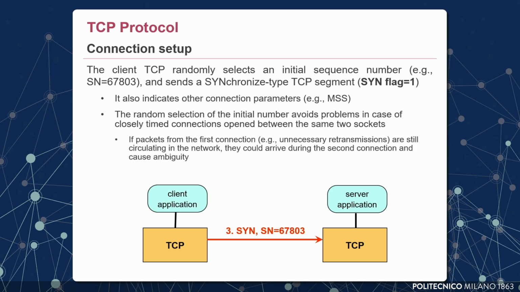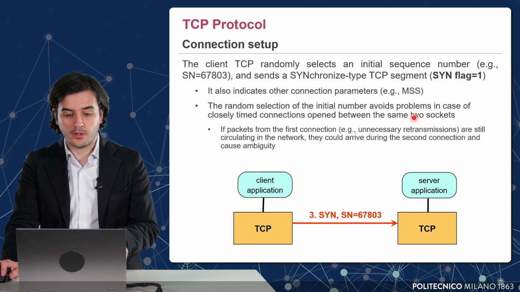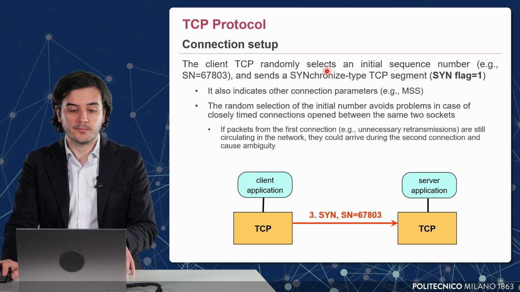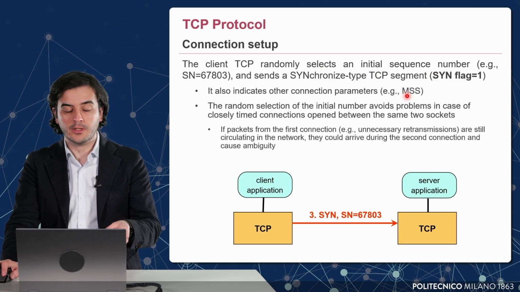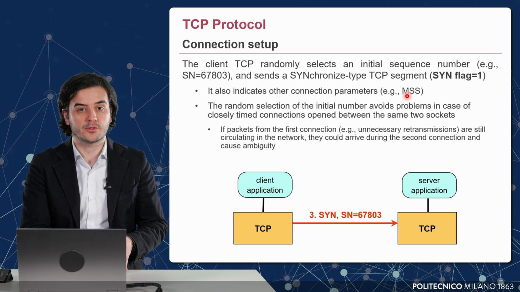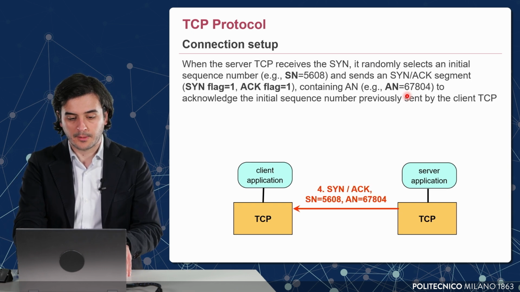In fact, having a random initial sequence number is very useful because it's possible to have connections between two sockets which are closely timed. So by randomly selecting an initial sequence number for each TCP connection, it is possible to distinguish one TCP connection from another one which is made at a different moment in time.